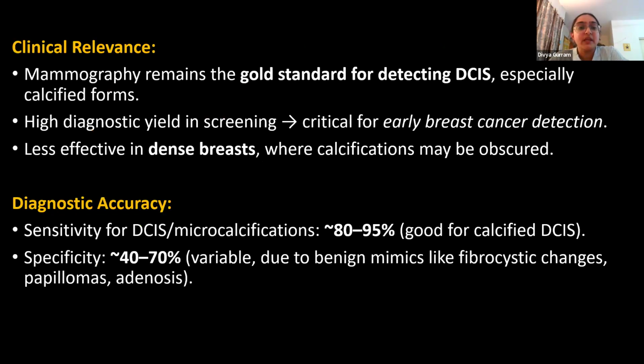In mammography, it remains the gold standard for detecting DCIS, especially when it appears with a lot of pleomorphic calcifications. And it has a very high diagnostic yield in the screening setting. So it's very critical when we're looking for early breast cancer detection. And as we all know, it's not very effective in dense breasts where calcifications may be obscured.